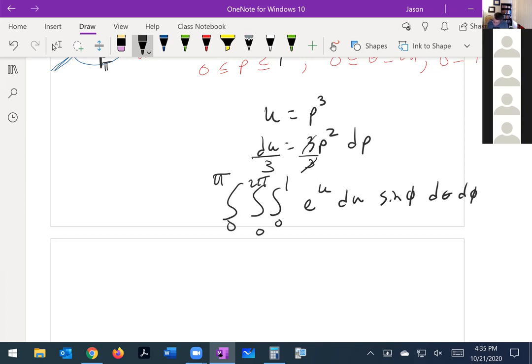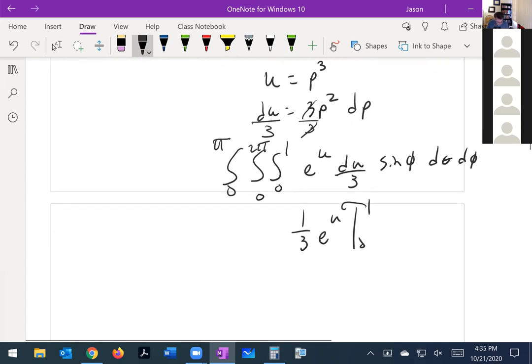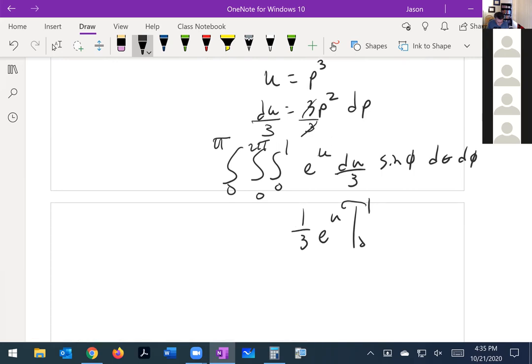So, well, what's the integral of e to the u? Well, it's just e to the u, right? Okay. Oh, this was du over 3. I missed that. Thank you. Okay. So this is du over 3. So the integral is 1/3 e to the u from 0 to 1. Plug in 1 for u. That's just 1/3 e. Right?